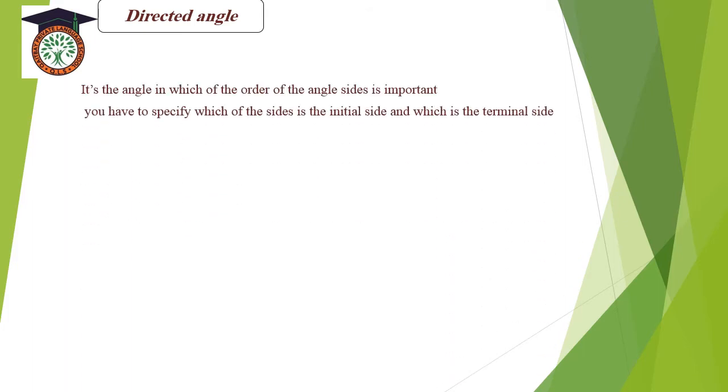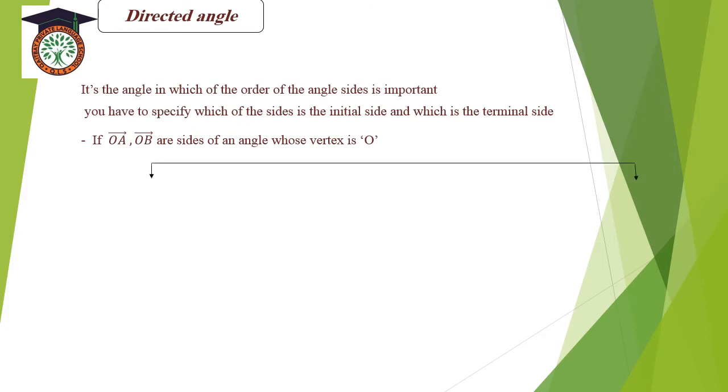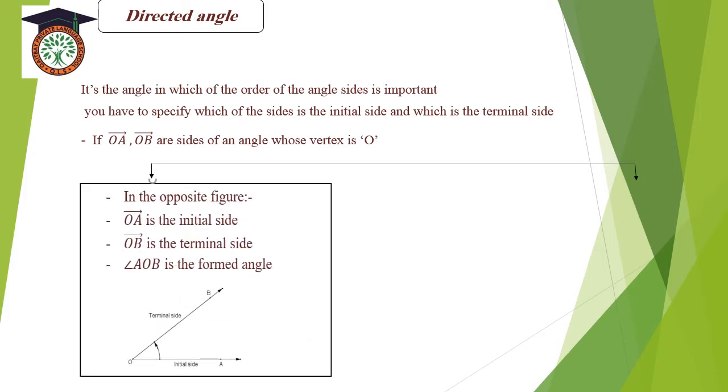Directed angle: it's the angle in which the order of the angle sides is important. You have to specify which of the sides is the initial side and which is the terminal side. If OA and OB are sides of an angle whose vertex is O, in the opposite figure, OA is the initial side, OB is the terminal side. Therefore, angle AOB is the formed angle, our directed angle.